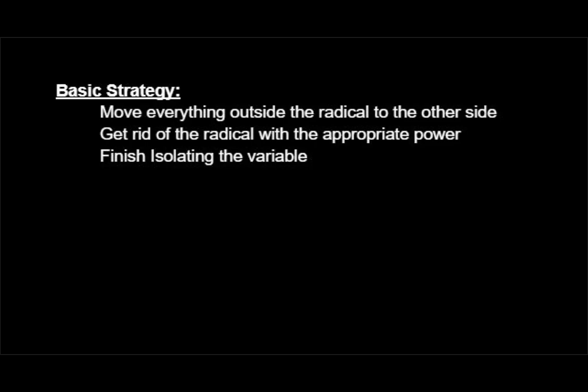Okay, so one of the basic strategies for solving radical equations is to first move everything on the outside of the radical to one side and all the radicals to the other. The second step would be to get rid of the radical with the appropriate power, and then the third step would be to just finish isolating the variable. In some cases, you may have to repeat steps 1 and 2 until the radical is gone.